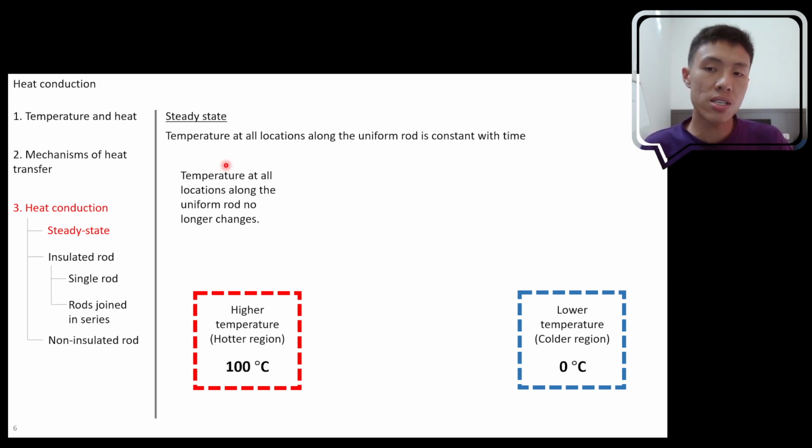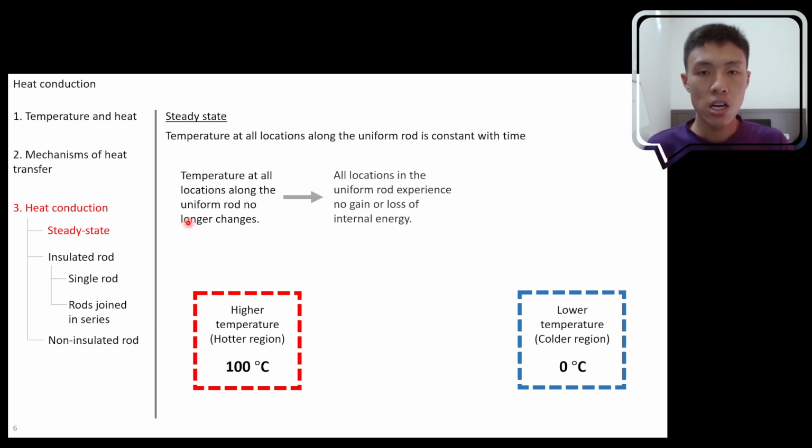But because we know that the temperature no longer changes with time, that means that at every position along the rod, there will be no increase or decrease of internal energy with time. The internal energy at every position will remain constant with time. So all locations in the uniform rod experience no gain or loss in internal energy. They may have different amounts of internal energy at different positions, but at every position the internal energy no longer changes with time.